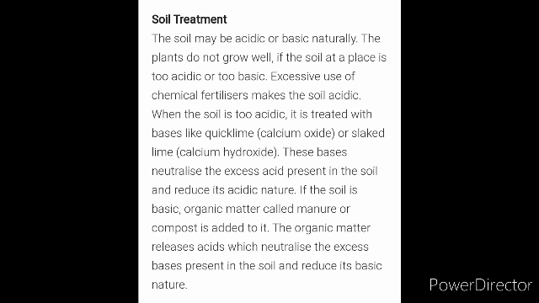If it is too acidic, then some treatment should be given, and if it is too basic, then some treatment should be given. That is, if it is too acidic, then calcium oxide should be used in the field. If it is too basic, then manure should be used.